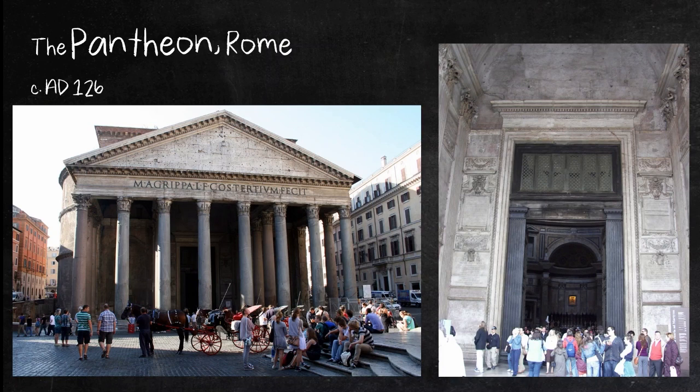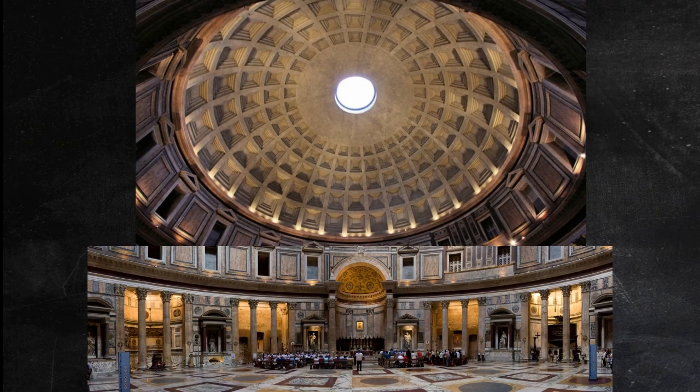As people move from the porch through the doors to the interior, you can see how gigantic the building is by comparison. The single room inside is covered with a massive dome that is a perfect hemisphere. So the very top is pierced by a round window called an oculus that illuminates the interior and really draws attention to the sheer size of the dome.